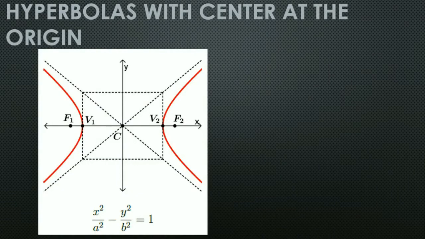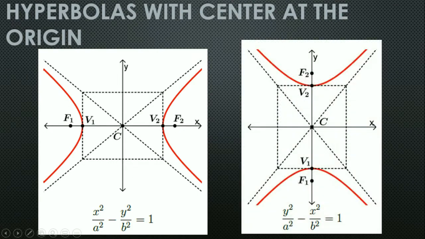Hyperbolas with center at the origin. So as you can see, ganyan yung form niya. Ang kanyang formula ay x squared all over a squared minus y squared all over b squared is equal to 1. This is the standard equation. Kapag wala kang nakita na h and k, yung center ay nasa origin. This is the case kapag siya ay horizontal. If vertical naman siya, as you can see, y squared all over a squared minus x squared all over b squared is equal to 1.